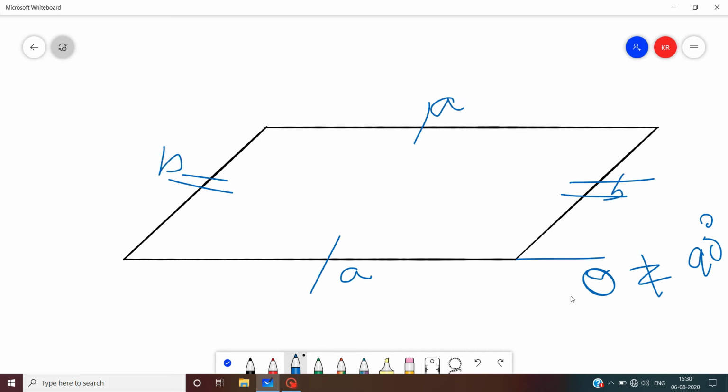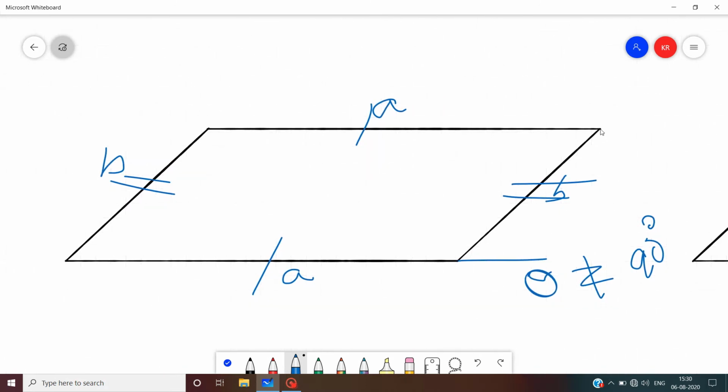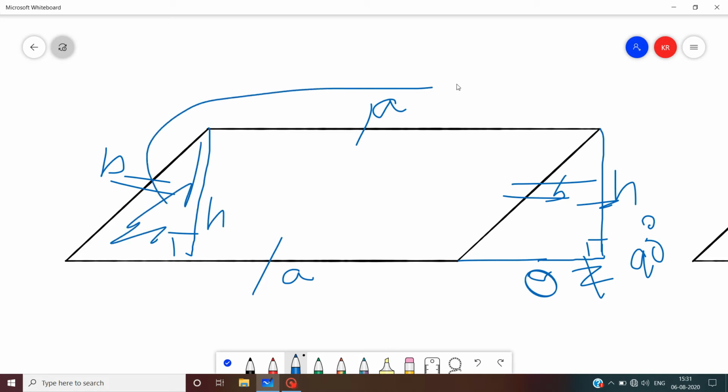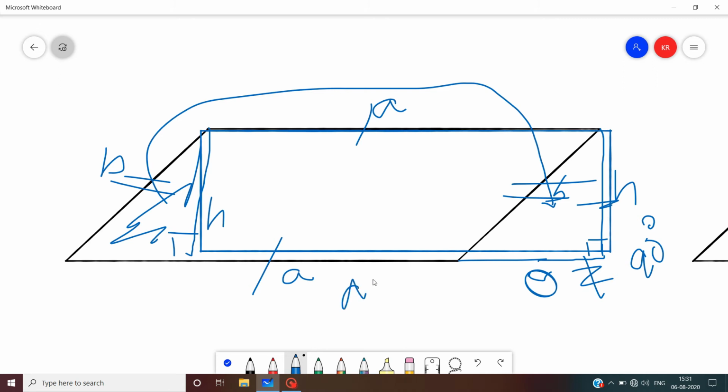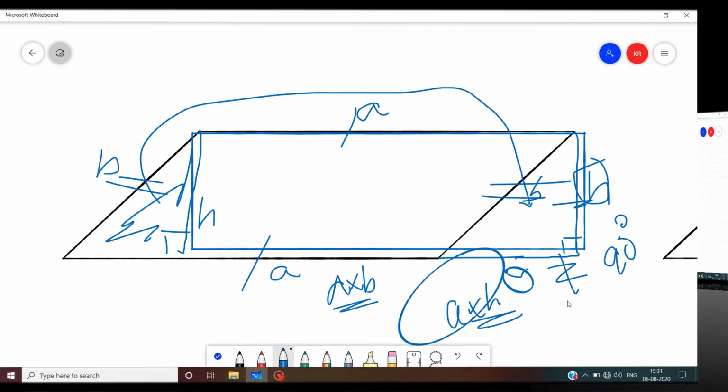Okay. When we closely observe, if I drop a perpendicular on this line, it forms a perpendicular H. In either case, the same way it will be H. If I remove this part and add it here, then it seems to be like a rectangle, right? So what is the area of a rectangle? Length into breadth, right? Same case, A into B, but here not B, this perpendicular height H, A into H. This is the area of parallelogram.